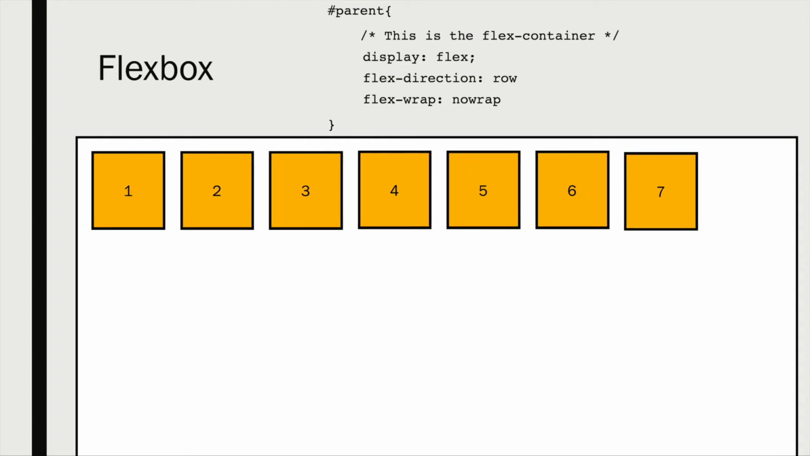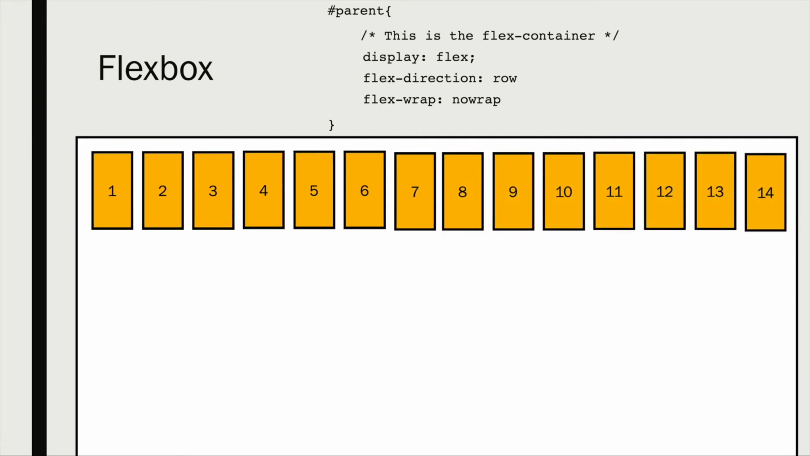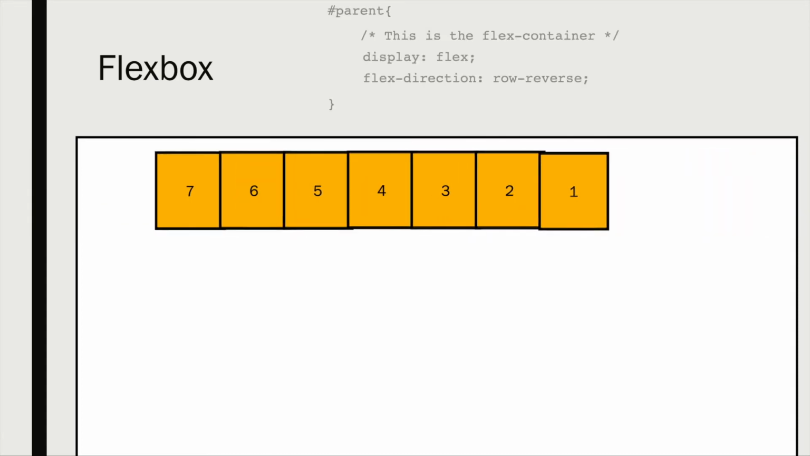But if we have more than 7 elements, say we have 14, then the flex no wrap will automatically space these out on one single row because, well, it can't wrap it. If we take away flex wrap or we say flex wrap wrap, then it will automatically take the elements and push them to the next line.